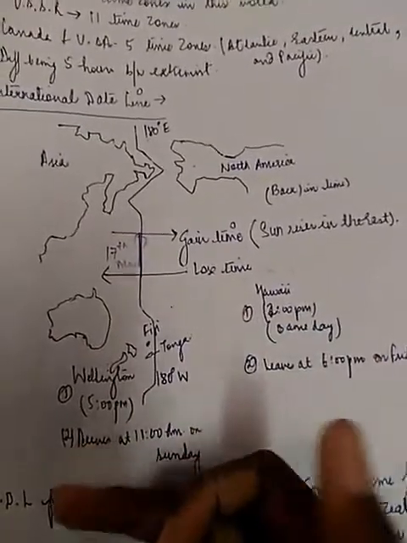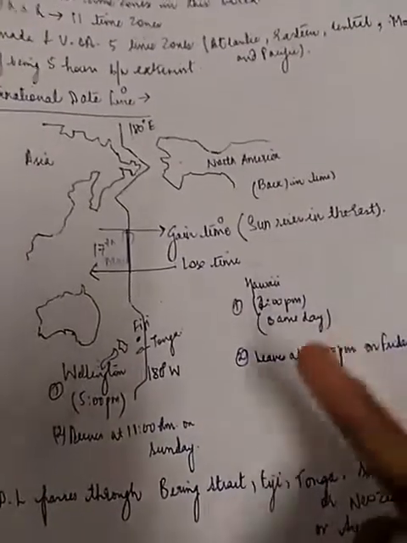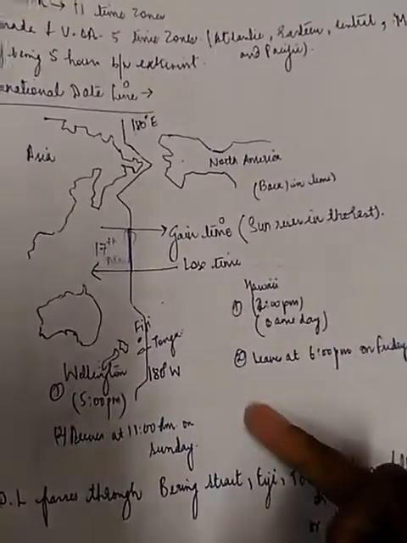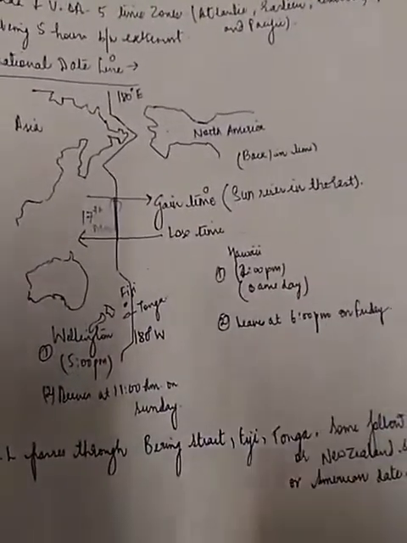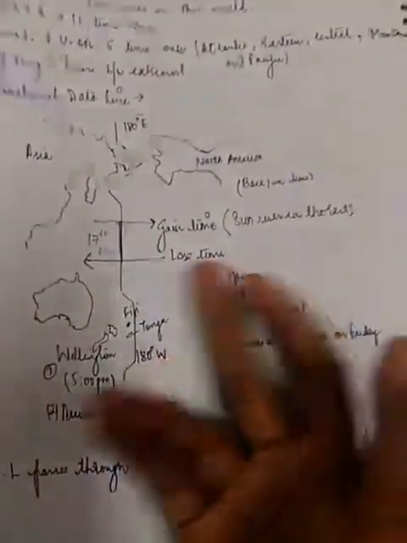He has already lived that day up to 5 p.m. Now again he is going back to that place, and it is 2 p.m. of the same date. So the entire thing is that you gain time when you cross this line from west to east, and you lose time when you cross this line from east to west.